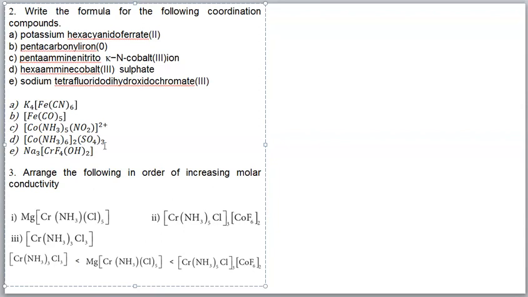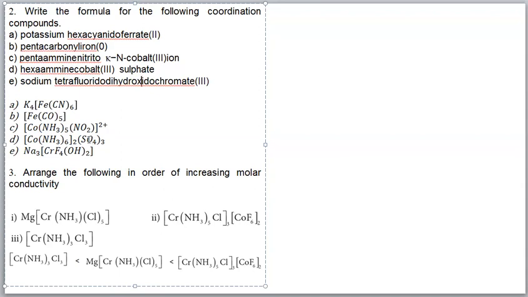Then here you see cobalt charge is plus 3. This is 0. So the total charge on the complex is plus 3. SO4 charge is minus 2. So we have to take the LCM for these two. Complex charge is plus 3, sulfate charge is minus 2.